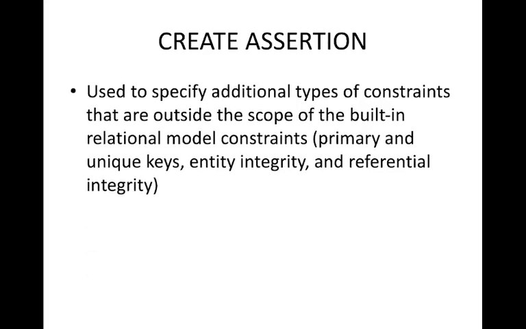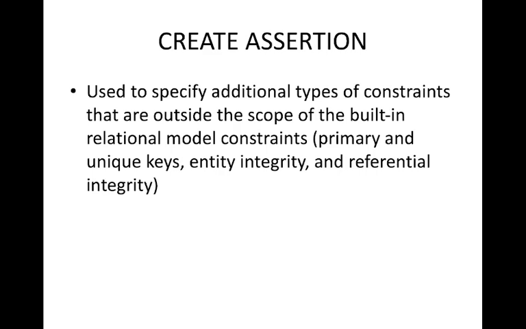An assertion is used to specify additional types of constraints that are outside the scope of the built-in relational model constraints. Some constraints we have already studied: the primary key constraint, unique key constraint, entity integrity constraint and referential integrity constraint. All of those are there in the relational table. If you write an SQL query that violates these constraints, it will be detected automatically. But there are additional types of constraints outside the scope of the built-in relational model constraints. Those are user defined constraints.